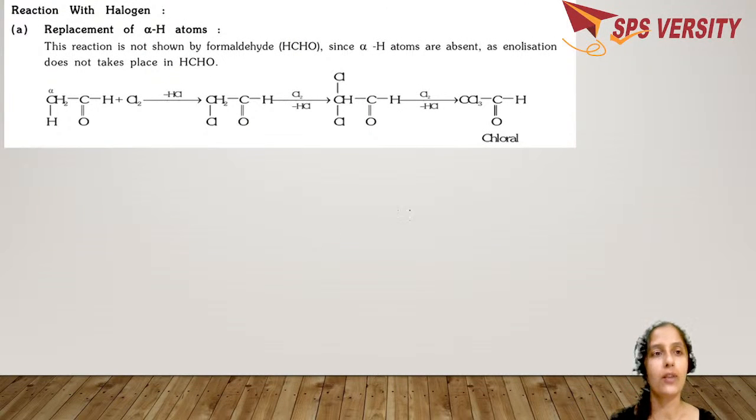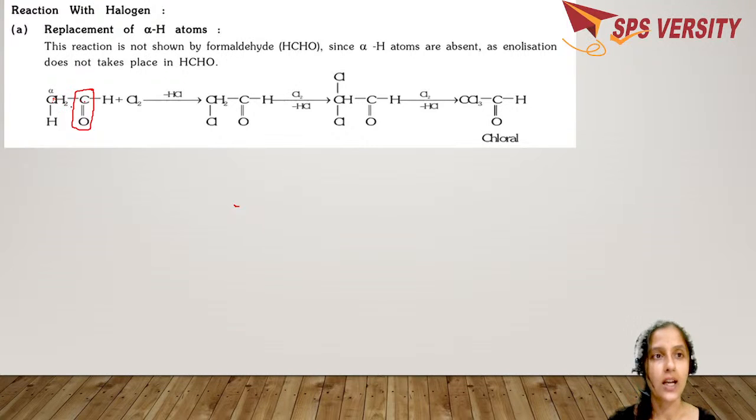The replacement of alpha hydrogen atom. So you know what exactly alpha hydrogen is, right? This C=O is the functional group over here. The immediate carbon, if it is attached to hydrogen, if the immediate carbon has the hydrogen, then it is called alpha hydrogen. This is the alpha carbon which is next to the functional group, and the hydrogens attached to that carbon are called alpha hydrogens.